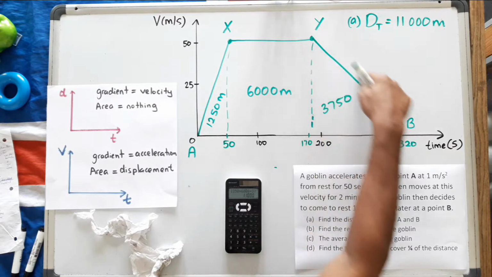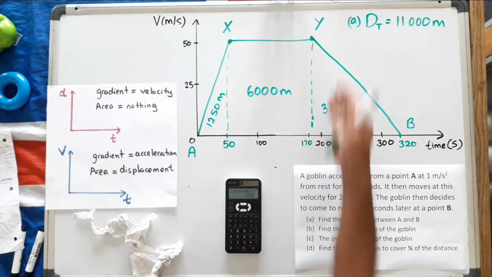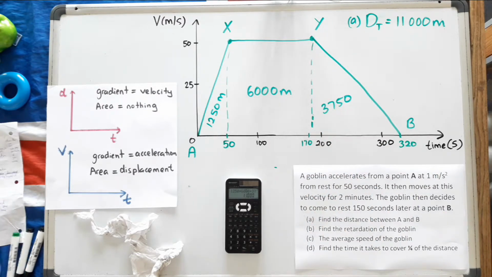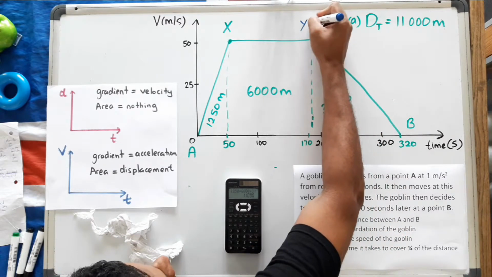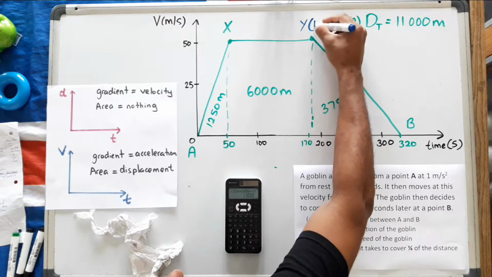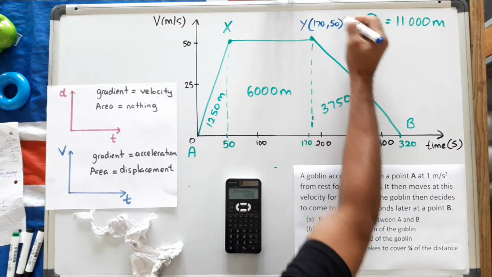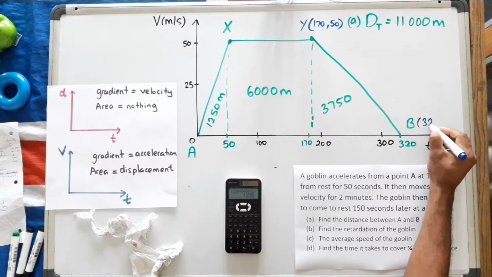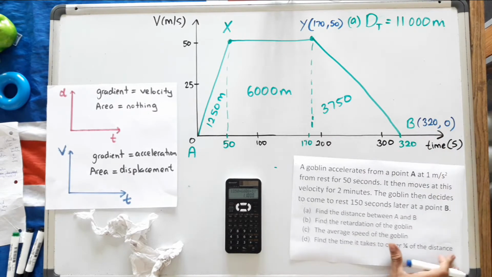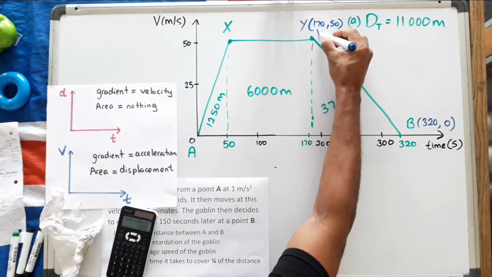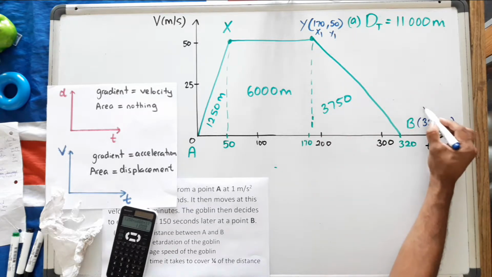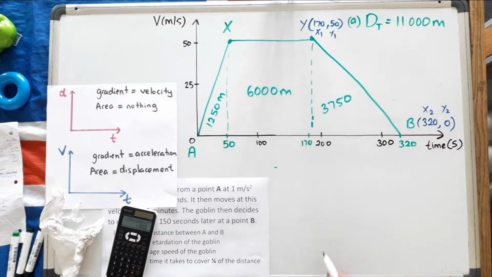So how do we find the retardation or the negative acceleration? We just find the gradient of that line, right? So we need 2 points on the line. This point here is 170, 50. And this point here is 320, 0. Alright? So let's move this aside to make some space. I'm going to call this x1, y1, x2, and y2. So it's y2 minus y1 over x2 minus x1. That's how you find gradient.